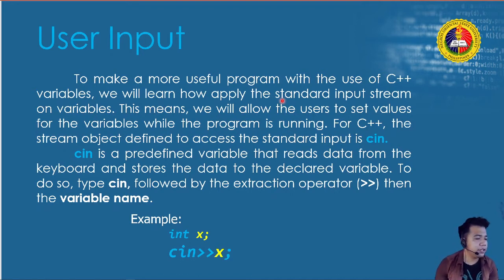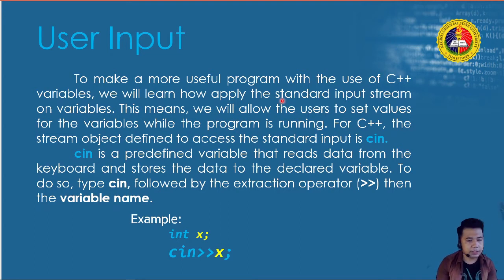This means we are going to allow the users to set values for the variable while the program is running. For C++, the stream object defined to access the standard input is cin. It only makes sense that the output stream is called cout and the input stream is called cin. cin is a predefined variable that reads data from the keyboard and stores the data in the declared variable.